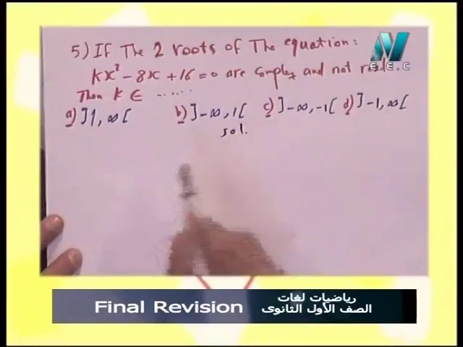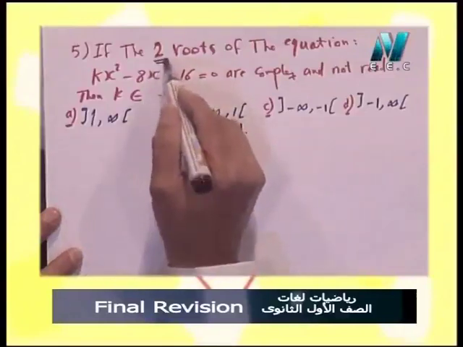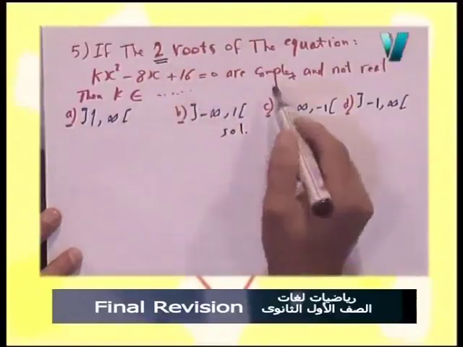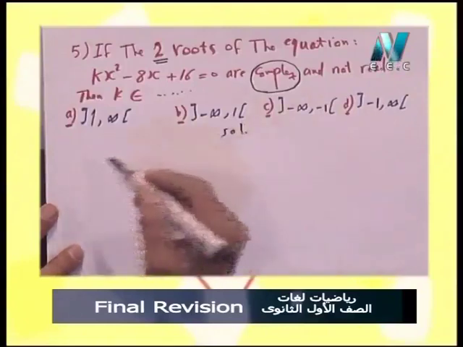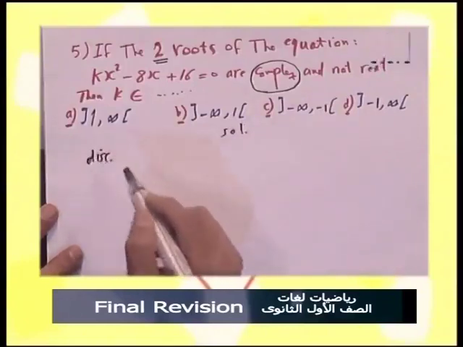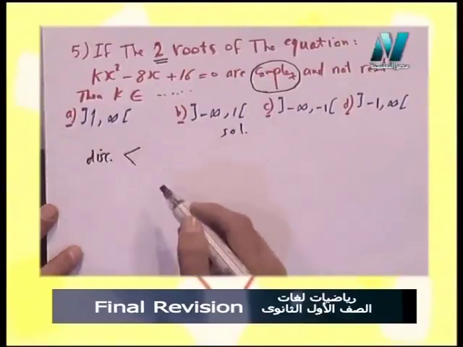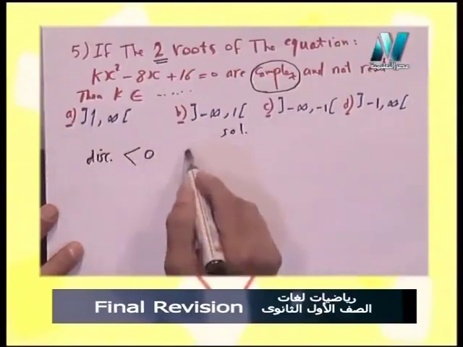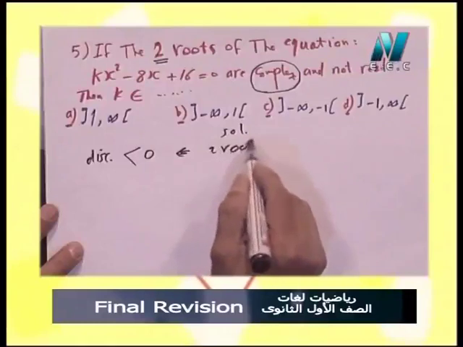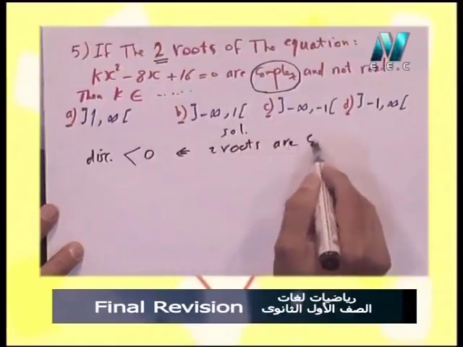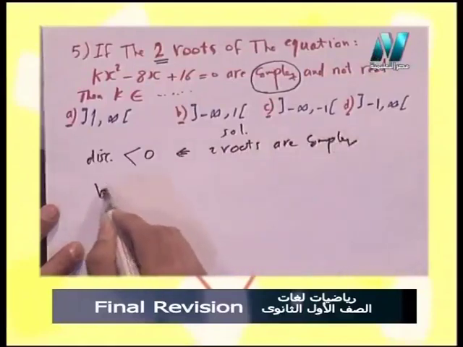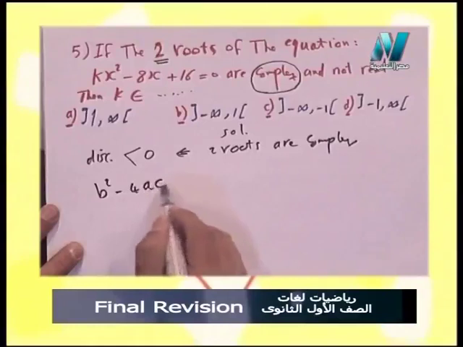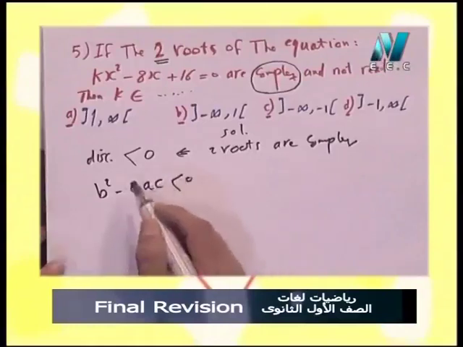So solution, we have the two roots of the equation are complex. Do you know the discriminant? The discriminant will be smaller than 0 if the two roots are complex and not real. So the discriminant, b power 2 minus 4ac, is less than 0 here.